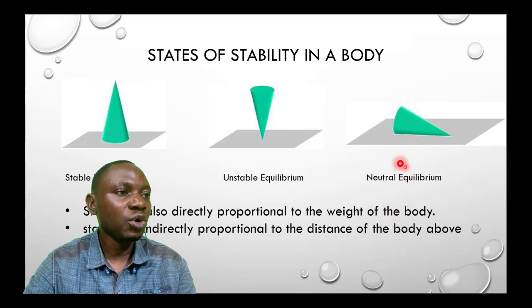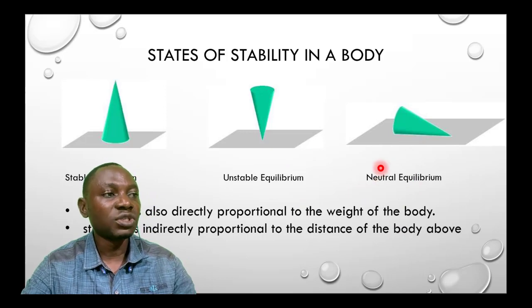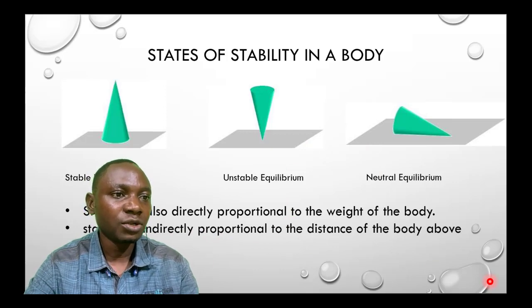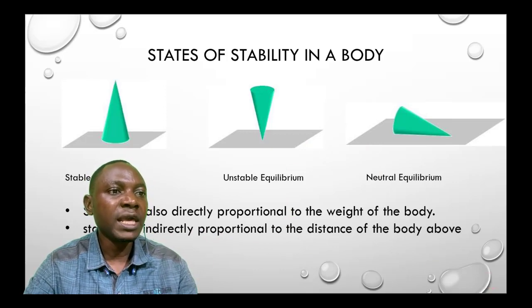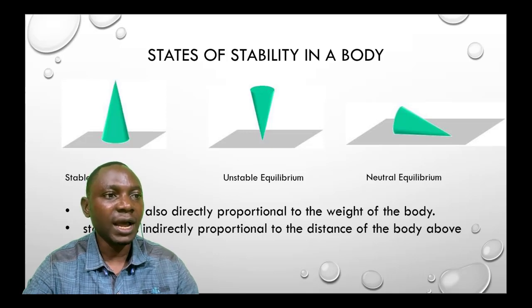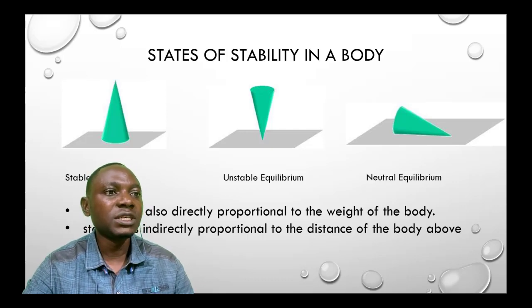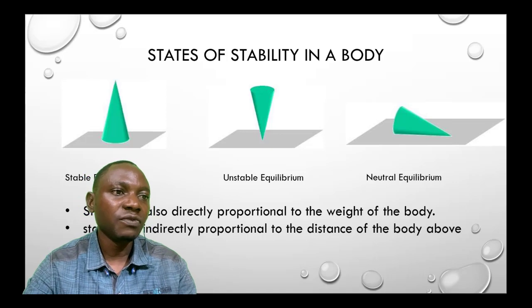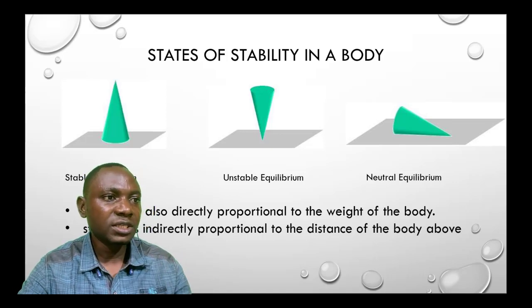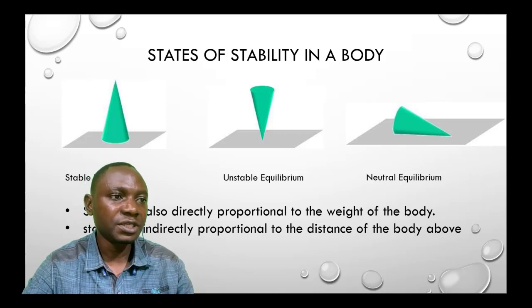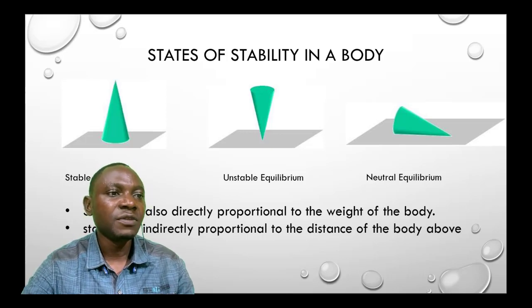You can see it. So now there are some things we need to consider when we are talking about stability of an object. Stability is directly proportional to the weight of a body. So heavier bodies are more stable. When you see a heavy object, when you put it down, it will not fall. In addition, stability is inversely proportional to the distance of the body above the base. So what this is saying is that the higher the distance of the body above the base, the more unstable the object will be. So when you lower the center of gravity of an object, the object becomes more stable.